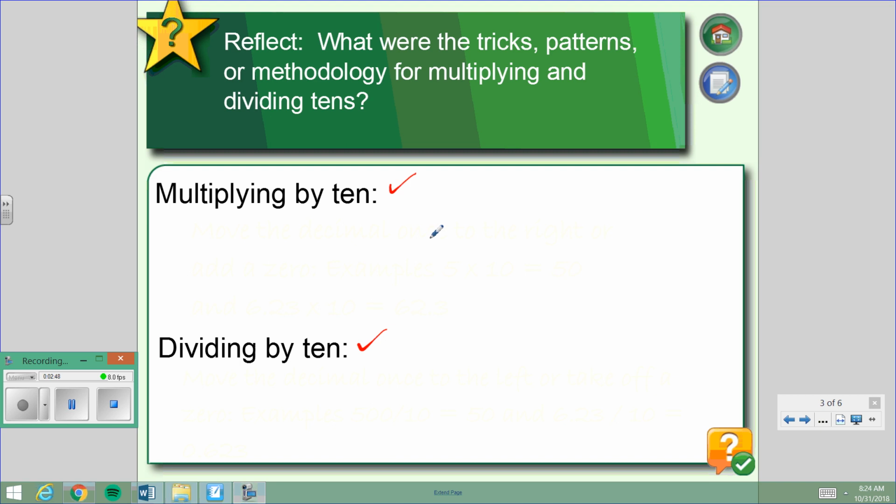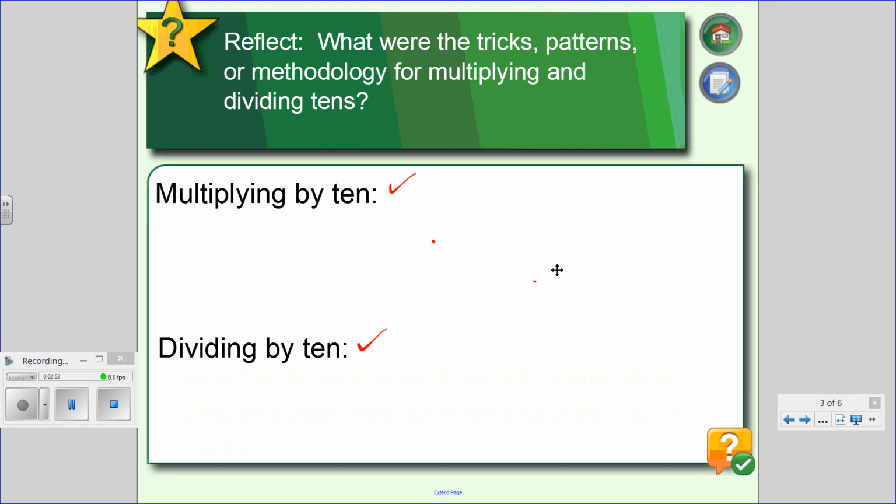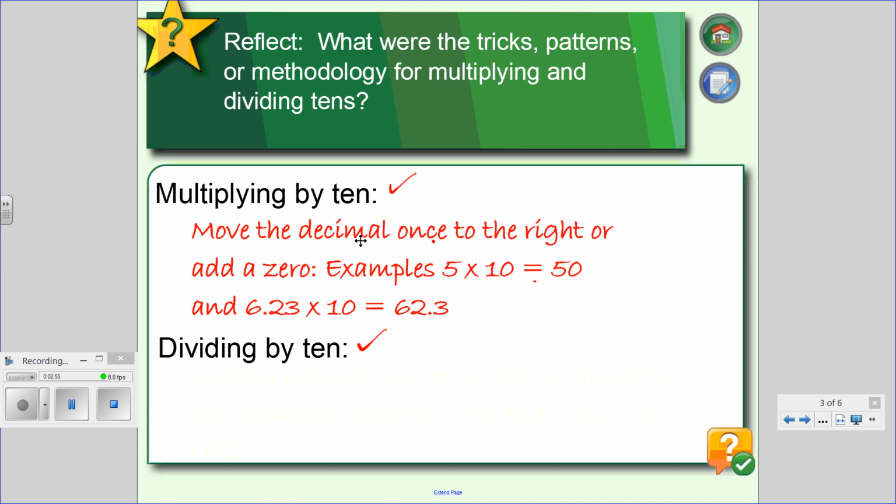Okay, so when you're multiplying by 10, hopefully you came up with something. Let me get my selector out. Something like this, where we're moving the decimal place once to the right, or adding a 0. For example, 5 times 10 ended up with 50, which is the number 5, the first factor, with another 0 added onto it, or another place value added on. And $6.23 times 10 became $62.30, moving that decimal place once to the right, which is the same thing as adding another significant place value.